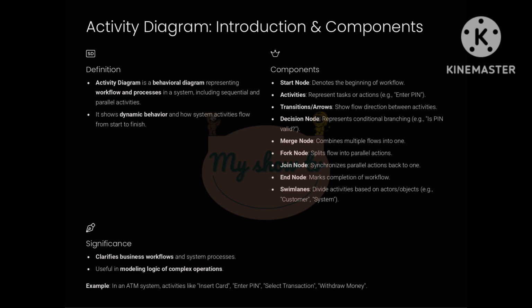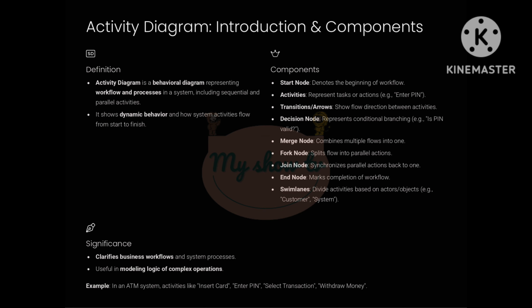Decision nodes represent points where a choice must be made, for instance, is PIN correct. Merge nodes bring different flows back into a single path. Fork nodes split the flow into parallel activities, like verify balance and print receipt, happening simultaneously.